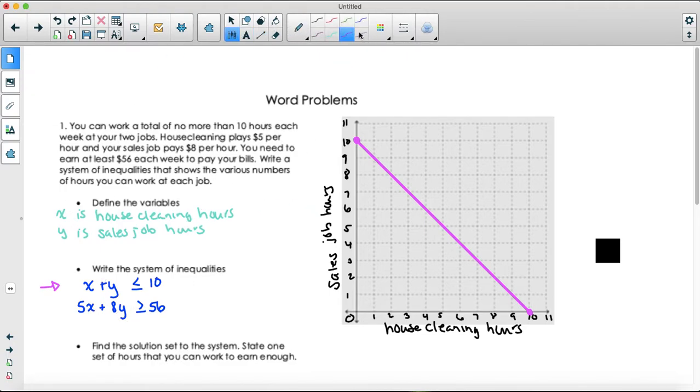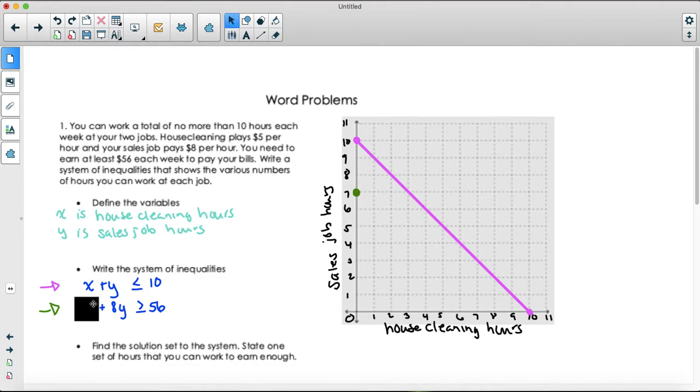I will graph my second one in, let's go with green. I'm going to do the same thing. I'm actually going to take my little box here and cover up my x so I can find my y-intercept. So I will divide by 8. 56 divided by 8 is 7. So I'll put a 7 on my y.